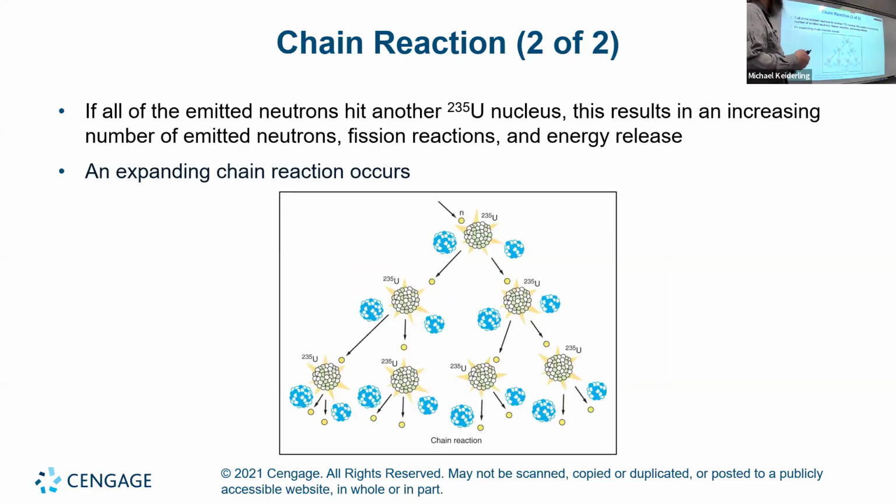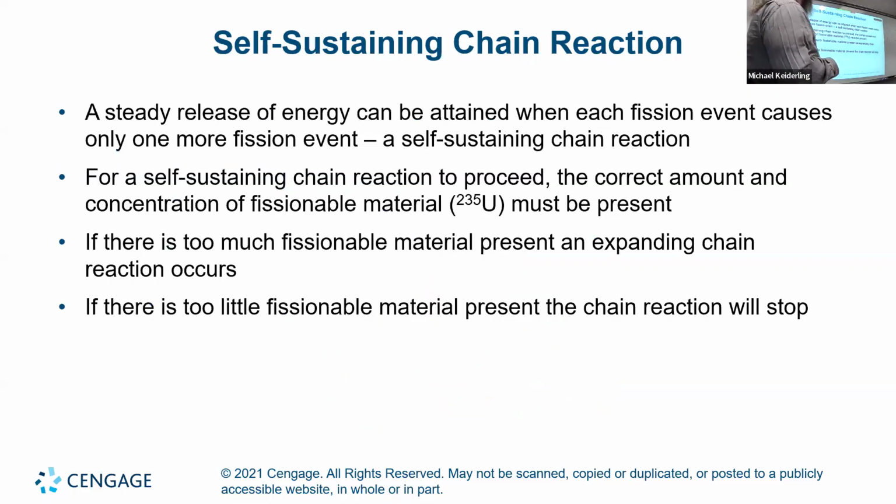So if all the emitted neutrons hit another uranium-235 nucleus, this results in an increasing number of emitted neutrons, fission reactions, and energy release. You get an expanding chain reaction. That is what you're trying to cause in a nuclear weapon. But you can also have a self-sustaining chain reaction, where only half the neutrons hit other 235s. And you get a steady release of energy, where each fission event causes only one more fission event.